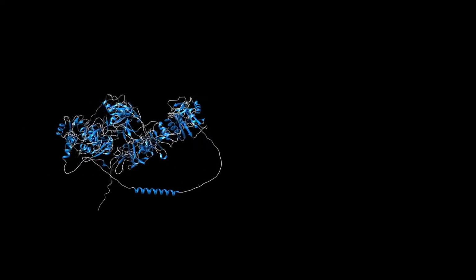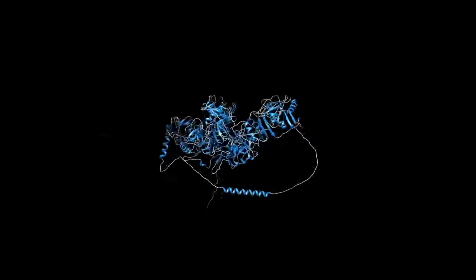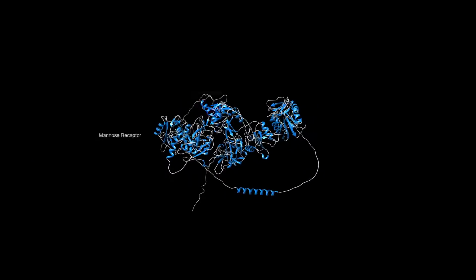The binding of the two is achieved by the mannose receptor on the macrophage cell surface. This is a C-type lectin receptor, which is composed of 4 main subunits: C-type lectin 4, 5, 6, and 7.